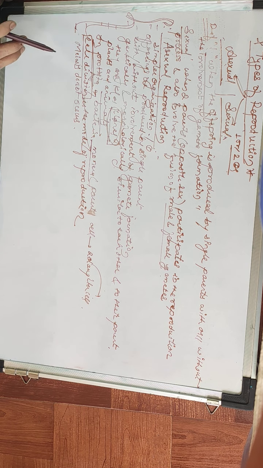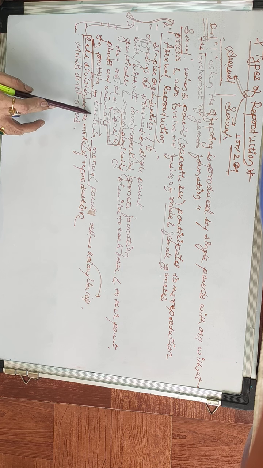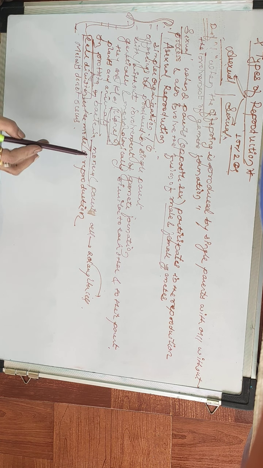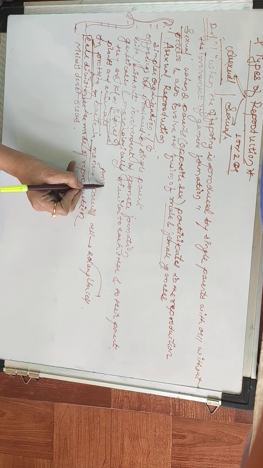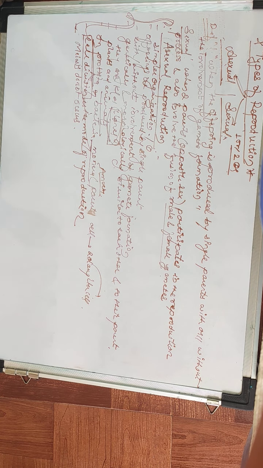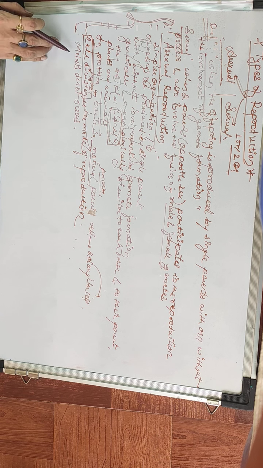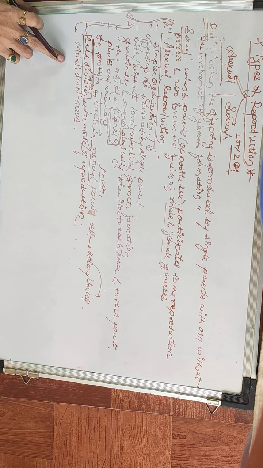In Protista, for example, bacteria, and in Monera, an example is amoeba. Here the parent's body divides into two, and those two give rise to new individuals. It means that here cell division is a mode of reproduction. And one more important point is that meiosis does not occur in asexual reproduction.